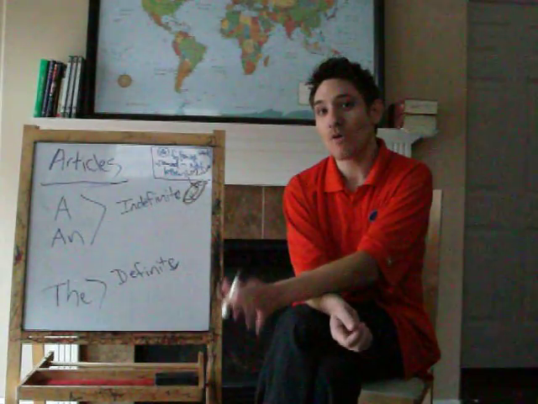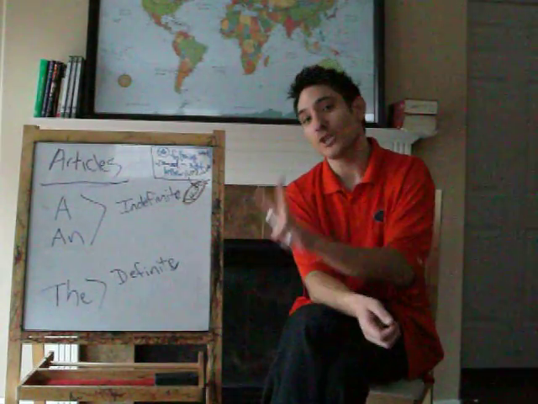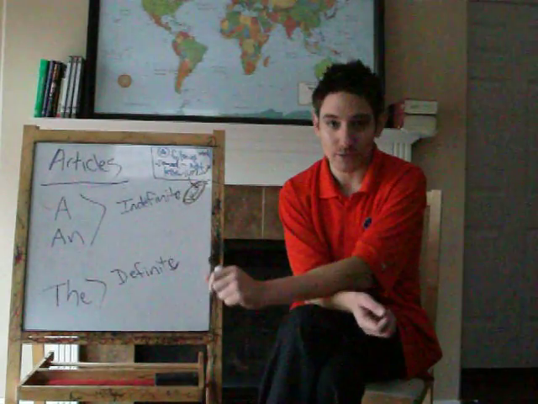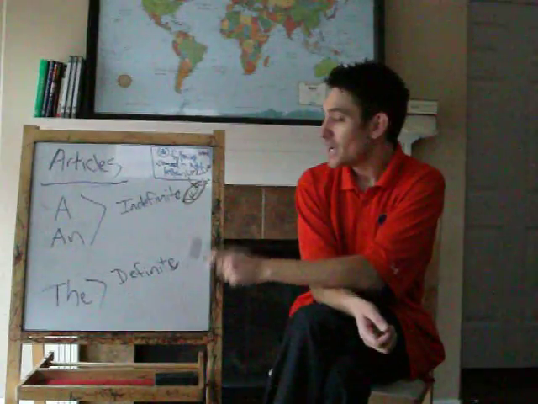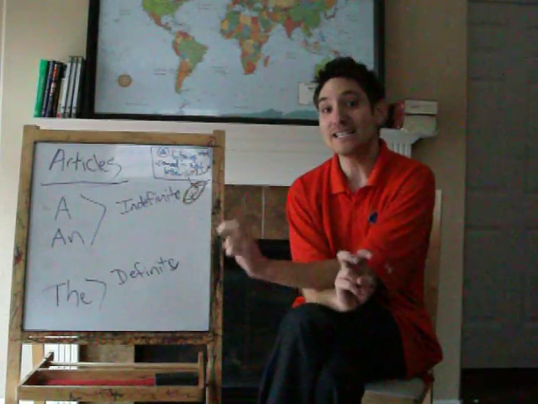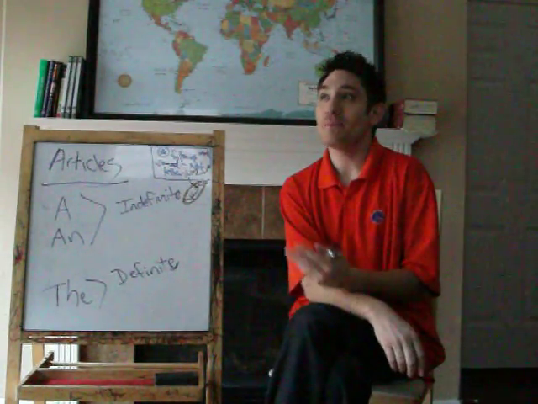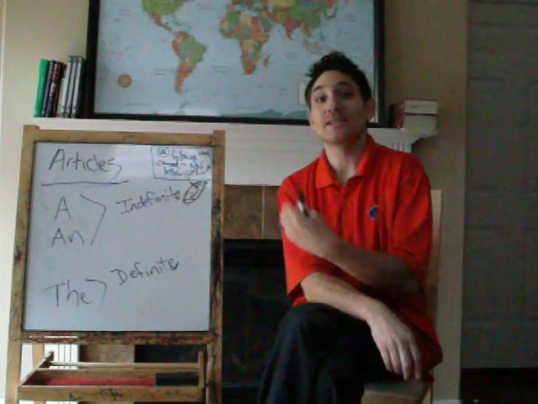Okay, so today we're going to go over articles. There are only 3 articles in the entire English language: a, an, and the. Now, a and an are called indefinite articles. What that means is they're not specific.